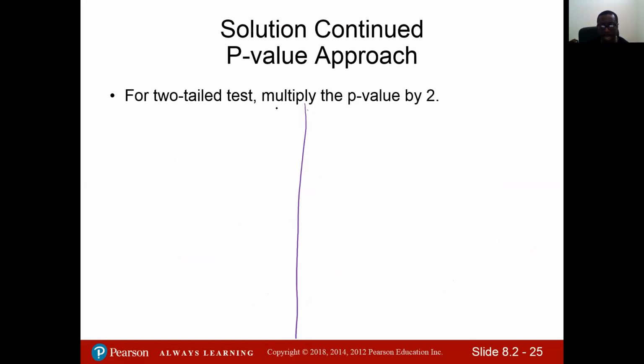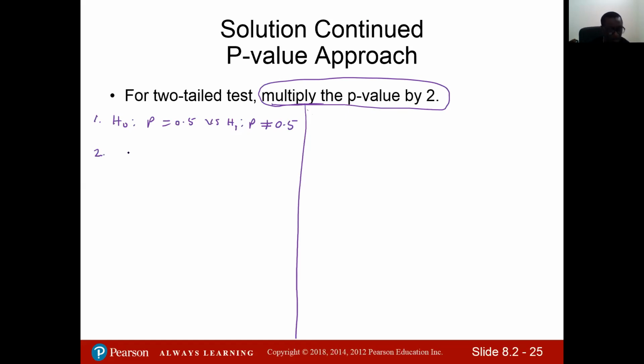Now we're going to use a p-value approach. I want you to know we multiply the p-value by 2 if we do a two-tail, because each side is alpha divided by 2. So step 1, what's my H0? H0: p is equal to 0.5 versus H1: p not equal to 0.5. Step 2, what's my significance level? In this case, your alpha is 0.10.